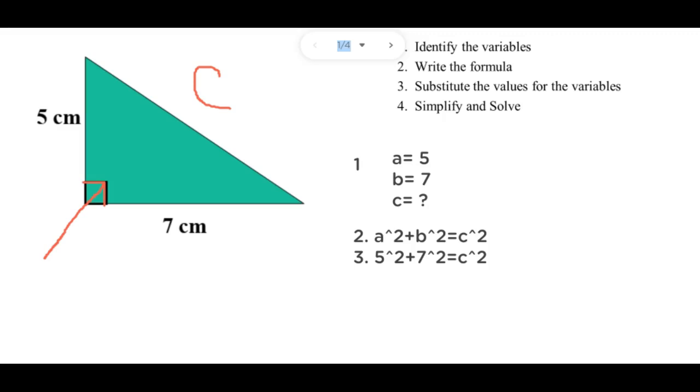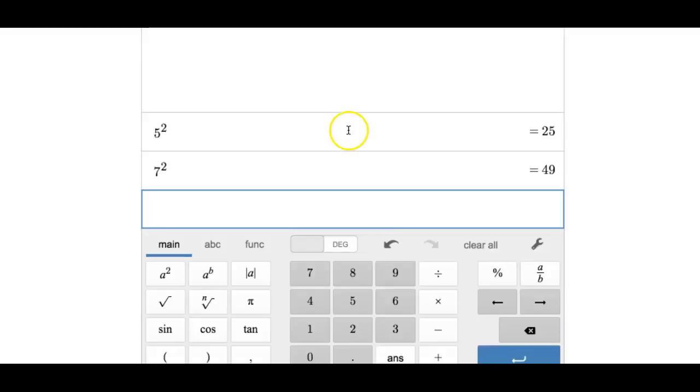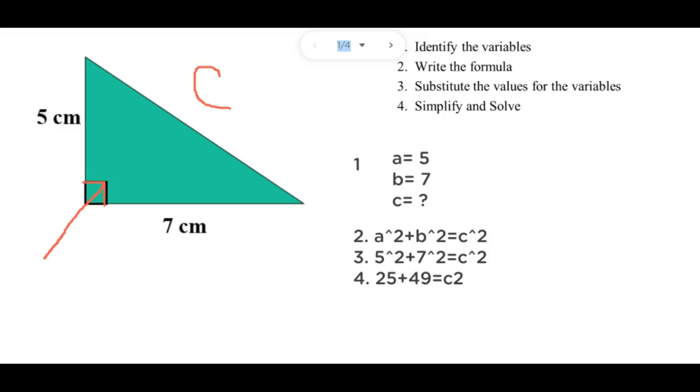So now we're on step 4, which is simplify and solve. We have 25 plus 49 equals C squared. So we got our 25 plus 49 equals 74. All right, so we know that 74 equals C squared.